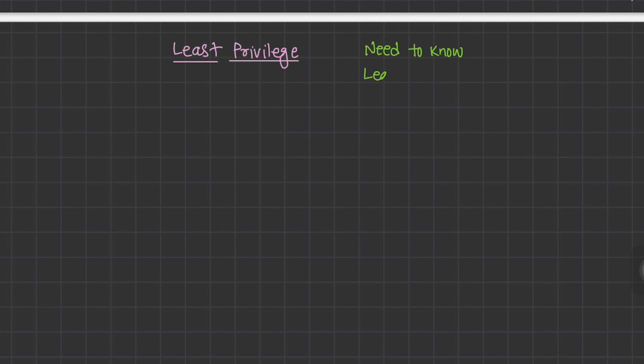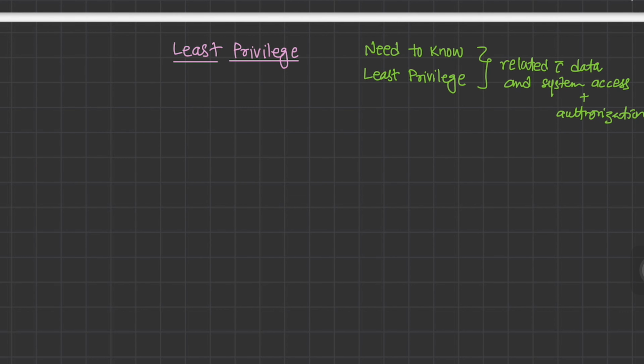The principle of need to know and least privilege, both are related with data and system access, right? This should be in our mind first, that both the need to know principle and the least privilege principle are related with data and system access plus authorization.